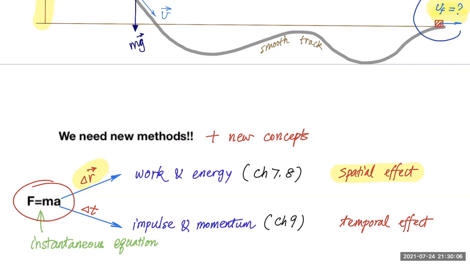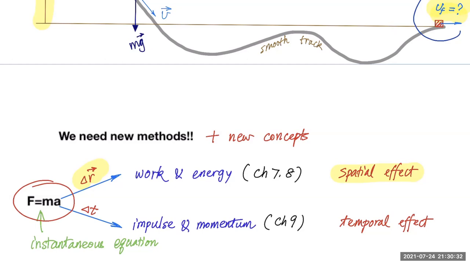Clearly, we need new methods to solve problems like you see above, right? And in introducing these new methods, we also have new concepts. Many of these new concepts will go far beyond physics 1A. It goes beyond mechanics. For example, energy. We first introduced this concept in chapter 7, and energy is a profound and far-reaching concept. It goes far beyond just mechanics.